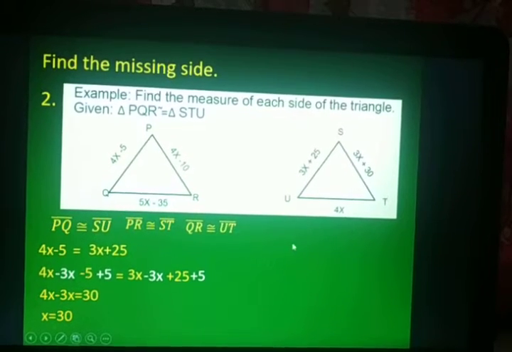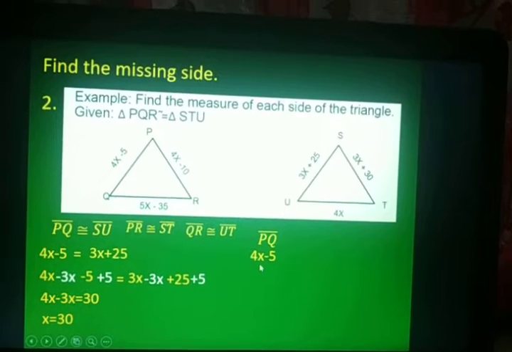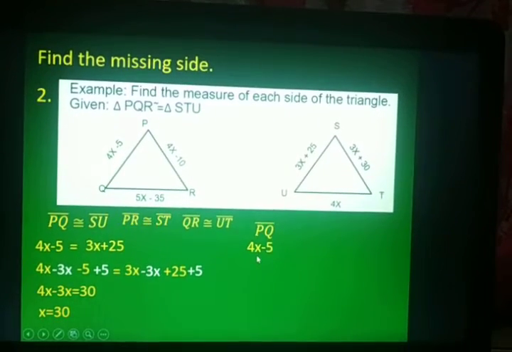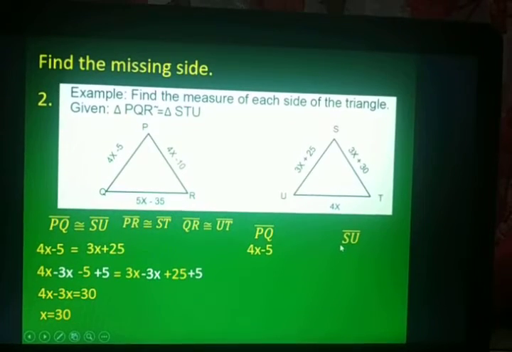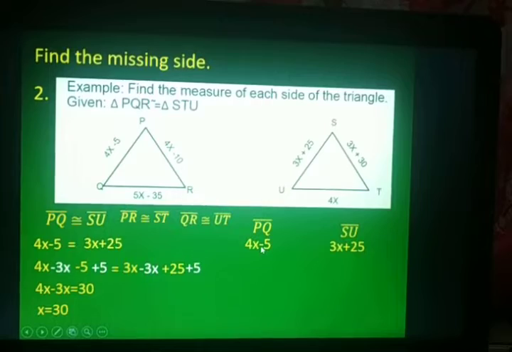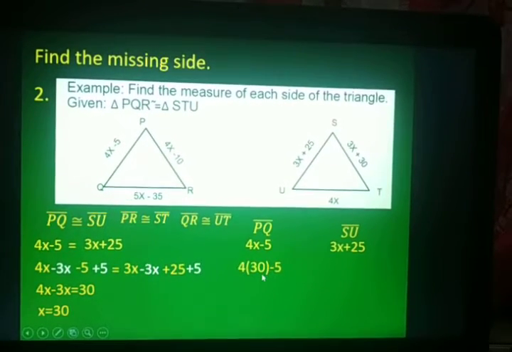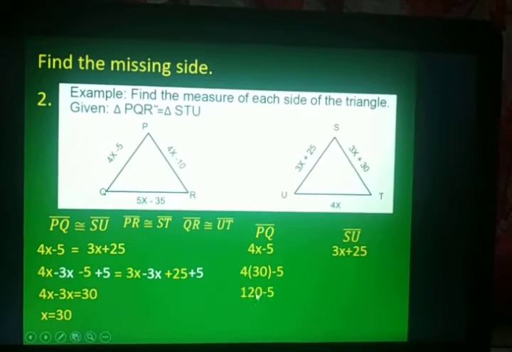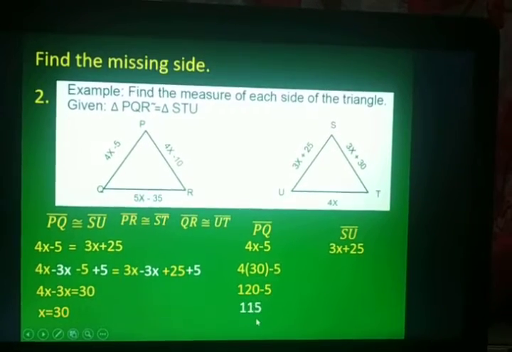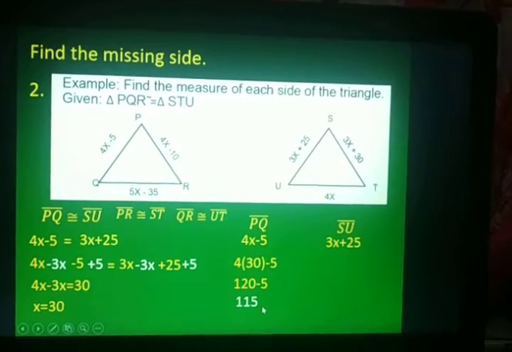So, PQ, copy PQ. That is 4x minus 5. Substitute your x later. For SU, side SU, which is 3x plus 25. Substitute. 4 times 30 minus 5. 4 times 30 is 120 minus 5. Okay, that's 115. So, SU should be the same because they are congruent and they are corresponding.